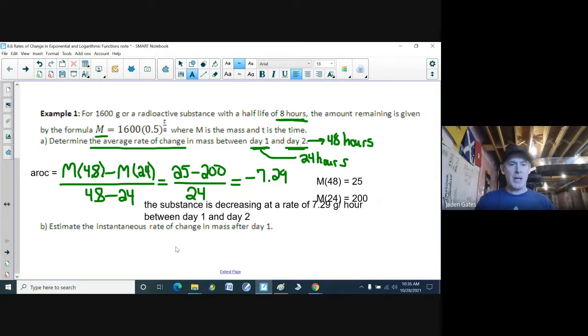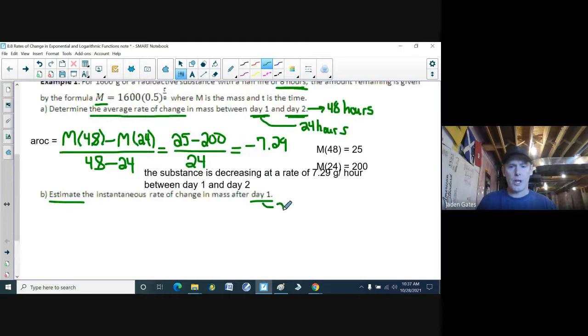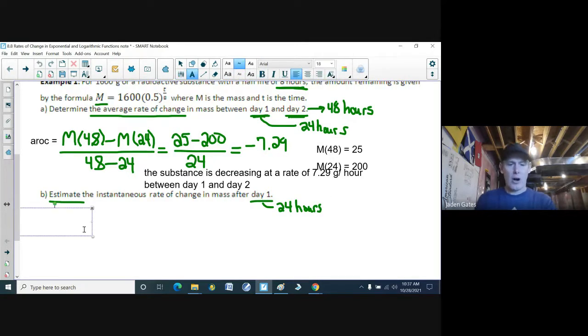Now we get to B. Estimate the instantaneous rate of change after day 1. Instantaneous rate of change, and estimate. All right. So again, day one, this formula is in hours. So we're talking about 24 hours here. And since we are estimating, we have our instantaneous rate of change, which again is different. And that's where we're going to take m of 24, after day one here, and because we're estimating, we'll add a little bit. So 24.01, subtract m of 24.